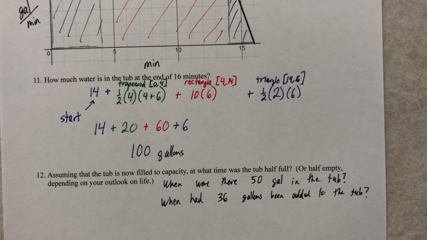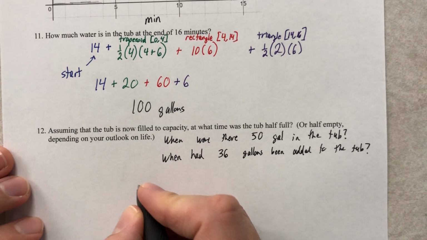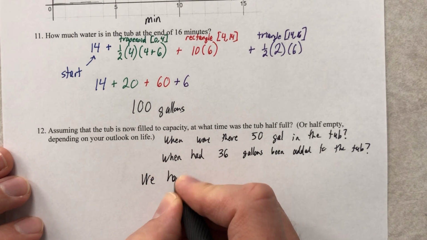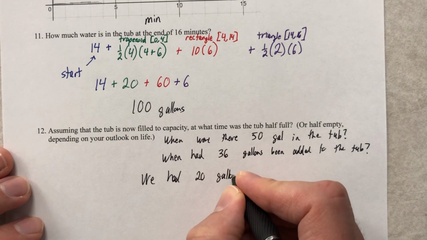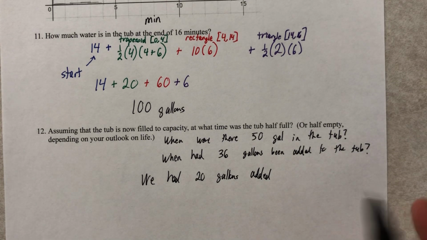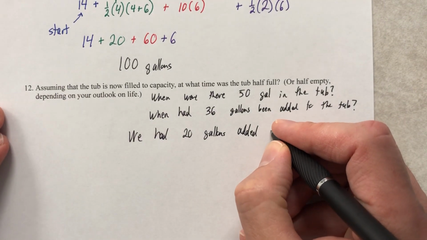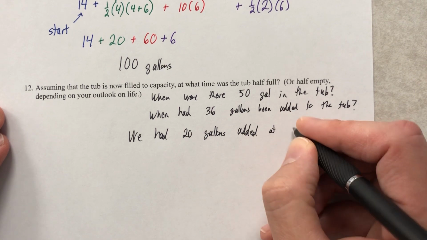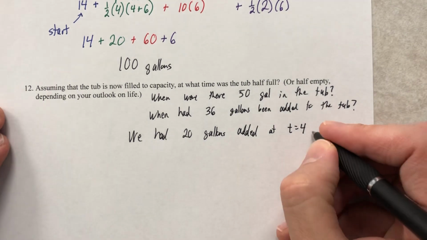Knowing that, and I'm writing my thinking, articulating my thoughts so no one gets lost. Here goes. We had 20 gallons added. I'm ignoring the 14, okay? I'm not aiming for 50 gallons anymore. I'm aiming for 36, an area of 36 on this graph, okay? We had 20 gallons added at t equals 4, what, minutes? Yeah, minutes.